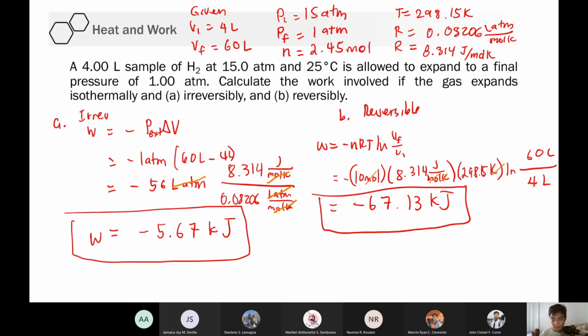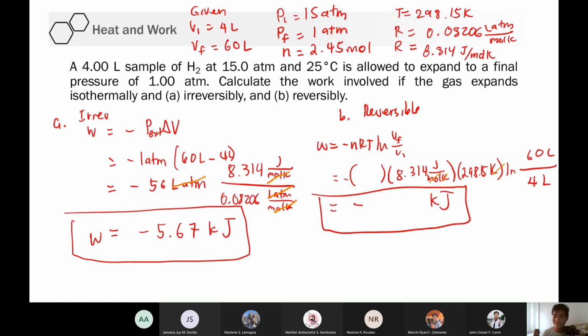Yung negative 10 po, saan ko nang galing? Di ba po yung n po natin is 2.45? Ay, 2.45 nga pala, sorry. Ako naman na mali. Thank you for that. Saan ko nakuha yung 10? Yung kanina po. Kasi po yung 10 mole po yung sa kanina. Ay, sa previous problem ba yan? Ay, oo nga, no. Sorry. Kaya nagtaka ako. Ba't sabi ko, nagsasolve ako, ba't kaya parang iba yung nasusolve ko kanina? Kaya tinuloy-tuloy ko na lang.